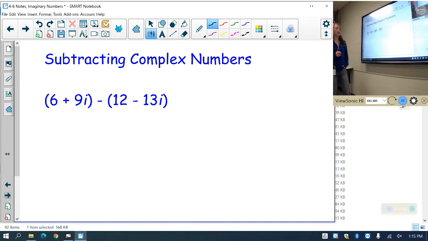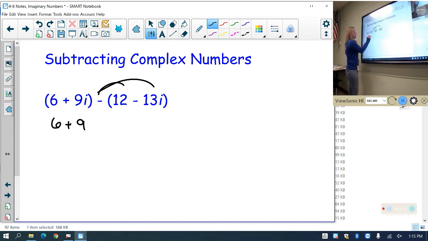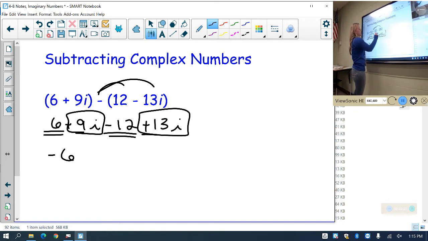When you're subtracting complex numbers, you want to do the same thing. The only difference is I want to go ahead and distribute that negative sign before I combine like terms. So this becomes 6 plus 9i minus 12 plus 13i. Now when I combine like terms, I have 6 minus 12, which gives me negative 6. I have 9i plus 13i, which gives me 22i.